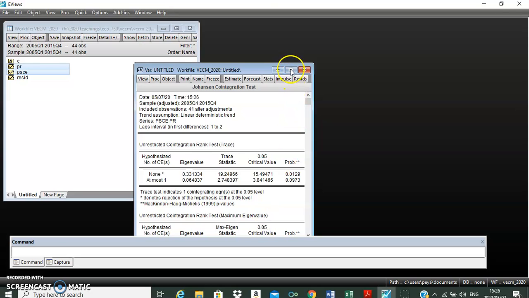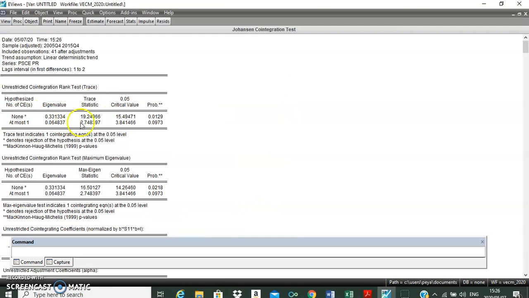Now let me just enlarge this. You can remember that in the lesson I did indicate that you have two tests: the trace statistic test and the maximum eigenvalue. With the trace statistic, you have the calculated value and the critical value. For example, here you can see that this value of 19.24 is greater than this value of 15.49. EViews will even indicate with an asterisk how many co-integrating equations there are. You can see it written here below: trace test indicates one co-integrating equation.